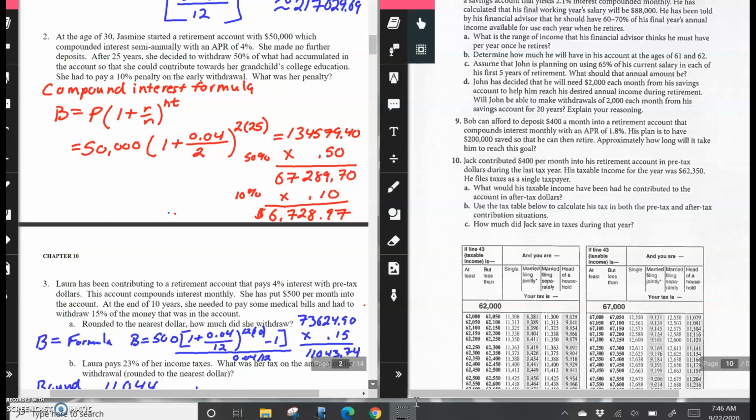You're going to get $67,289.70. And then on top of that, she had to pay a 10% penalty. So multiply that by 10%. And her penalty was $6,728.97.